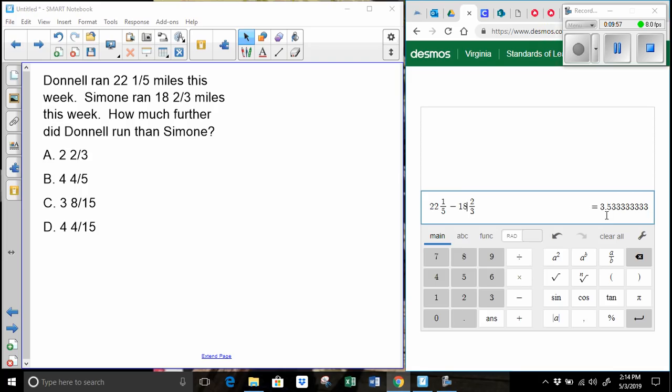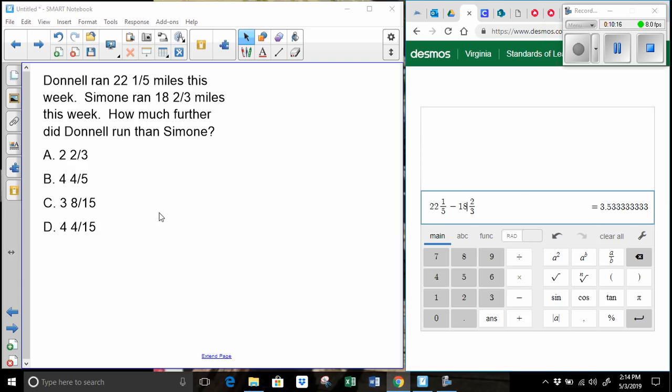So if you notice, our whole number here is a 3. So when I look over at our answer choices, there's only one answer choice that actually has a 3 in front, and that's answer choice C. I just want to double and triple check to make sure that this is the correct answer. So I'm a little worried about this 8/15ths part.